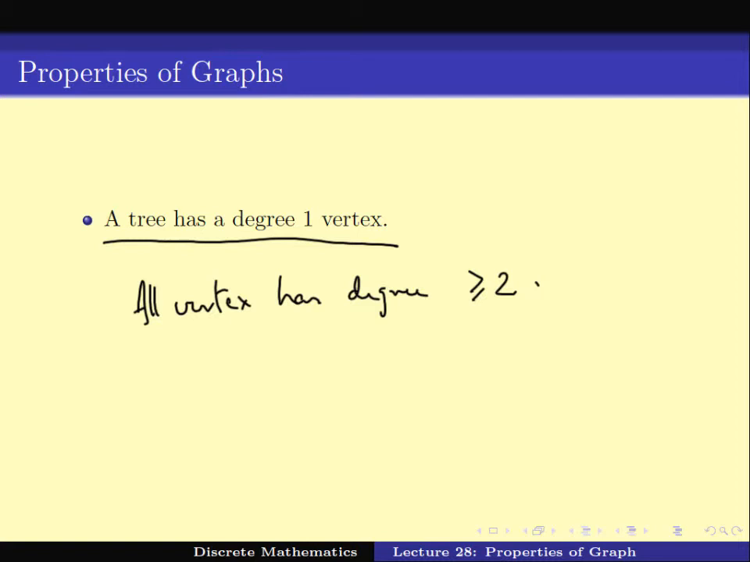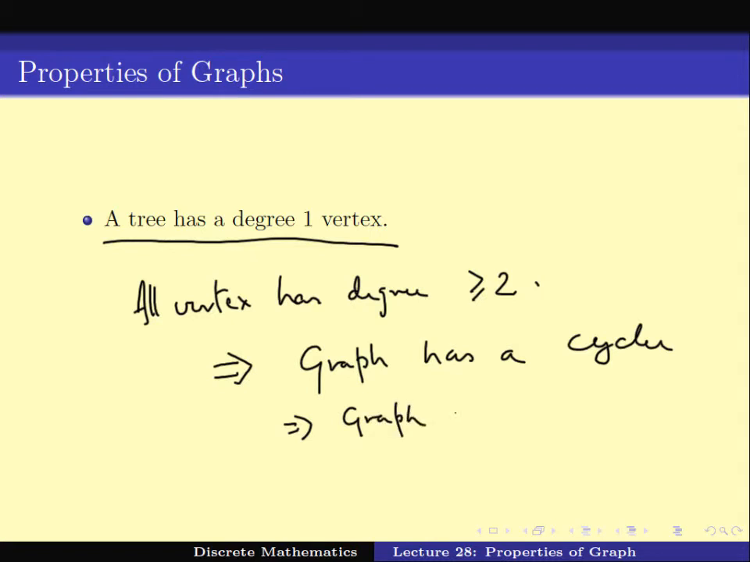And if that is the case, then we proved a couple of slides ago that the graph has a cycle, which means that the graph is not a tree by the definition. So a tree must have at least one degree 1 vertex. If it doesn't have any degree 1 vertex, then it must have a cycle, and in that case we contradict the definition of a tree.